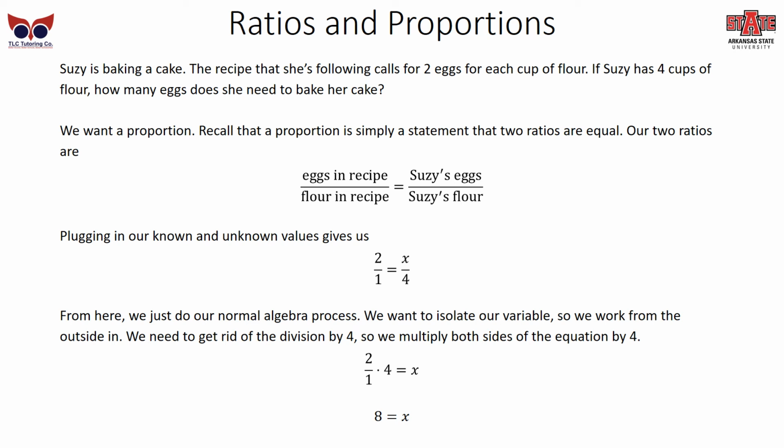And then from here, you're just going to do your normal algebra process. You need to isolate that variable. So x is being divided by 4, so you're going to multiply both sides by 4. So that's 2 over 1 times 4, and that's 8. So she needs 8 eggs.